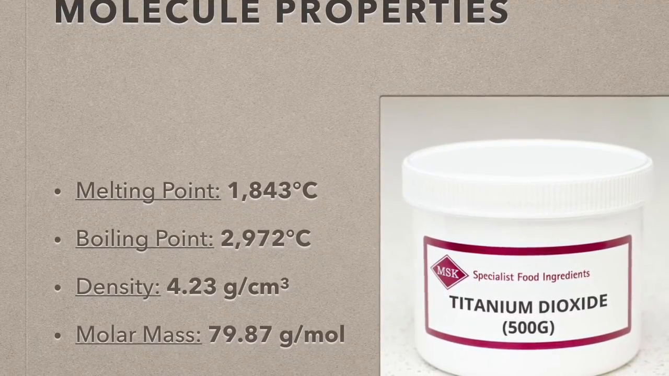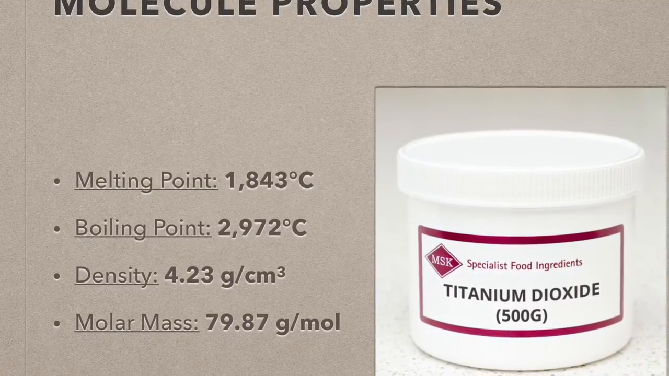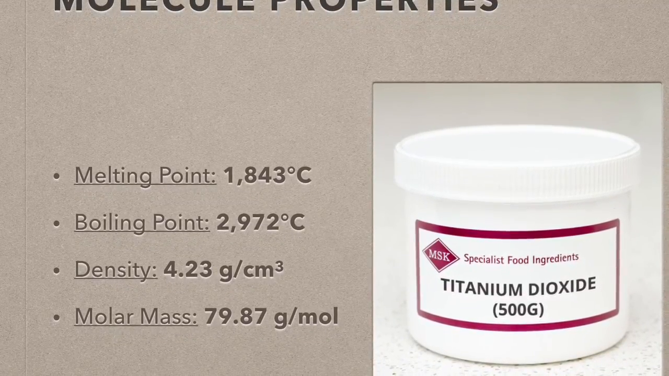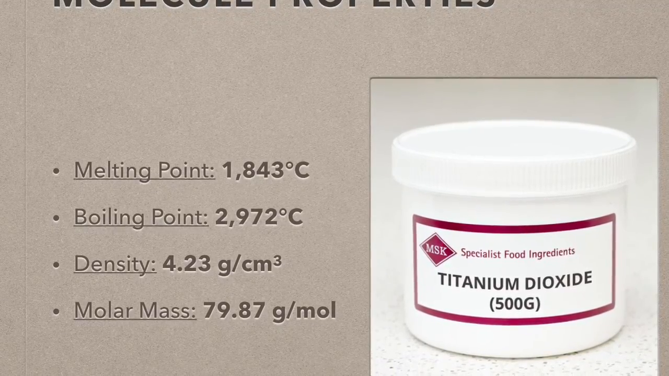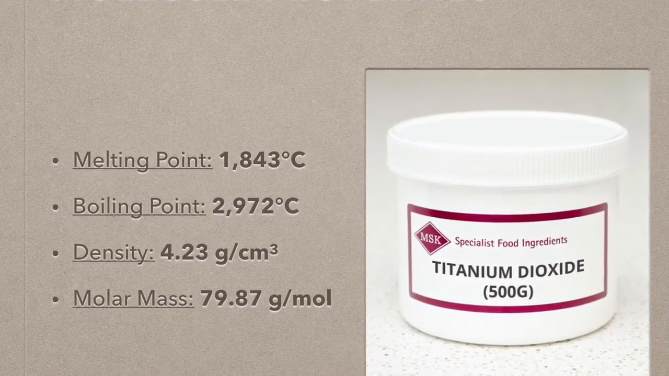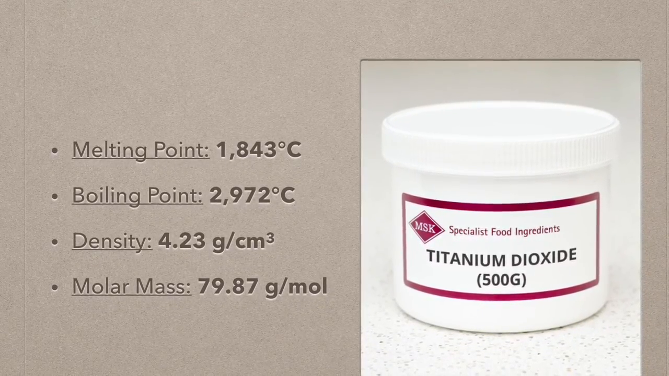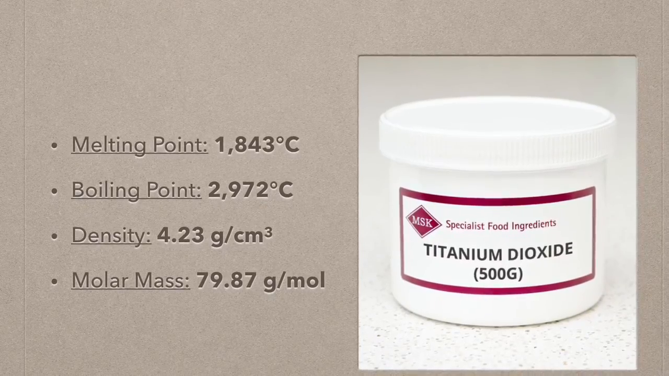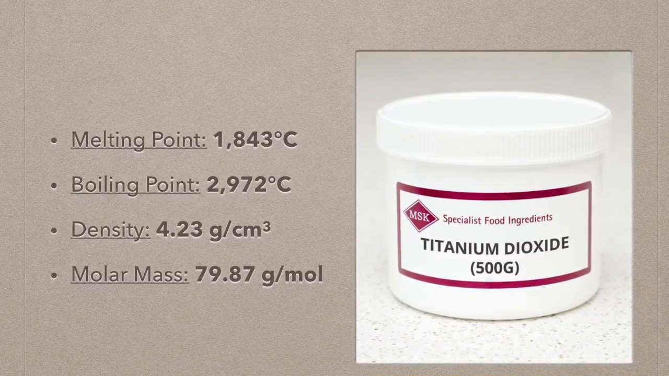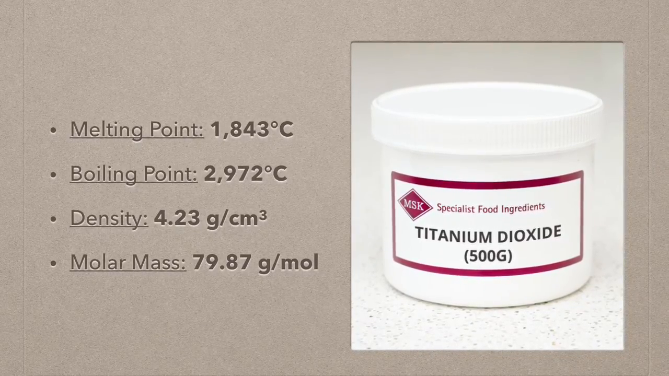TiO2 melts at 1,843 degrees Celsius or 3,349 degrees Fahrenheit. Its boiling point is at 2,972 degrees Celsius or 5,382 degrees Fahrenheit. Titanium dioxide has a density of 4.23 grams per centimeter cubed, and its molar mass is 79.866 grams per mole.